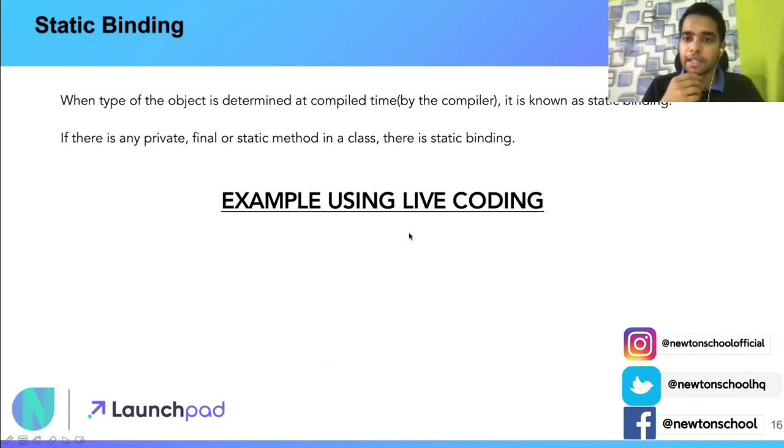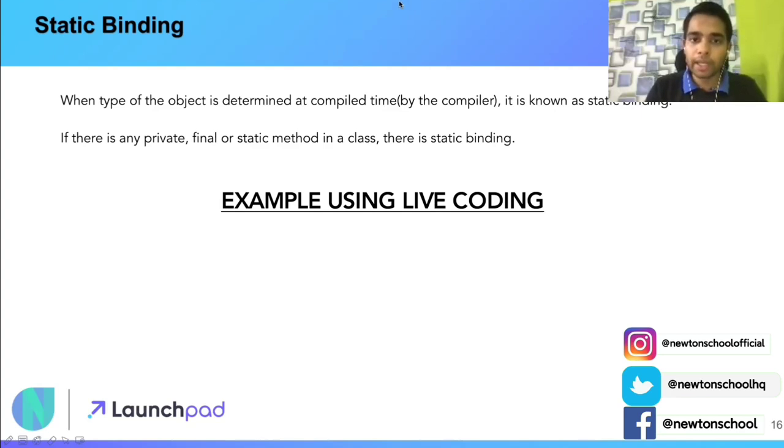First of all, let's understand static binding within code. As we know, static binding is when the type of the object is determined at compile time, by the compiler. If there is any private, final or static method in a class, there is static binding. Now this is a crucial point. Whenever you find any private, final or static method in a class, it's always going to be static binding. Let's take an example of static binding through code.